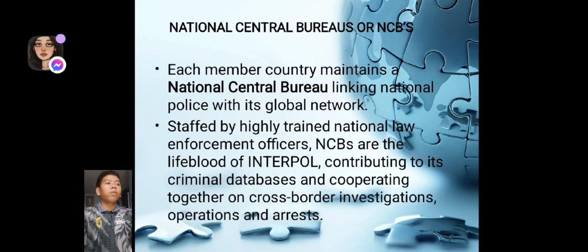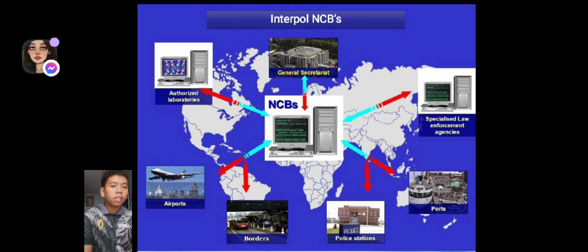The National Central Bureaus, or NCBs. Each member country maintains a National Central Bureau linking national police with its global network, staffed by highly trained national law enforcement officers. The NCBs are the lifeblood of Interpol, contributing to its criminal databases and cooperating together on cross-border investigations, operations, and arrests. And these are the six Interpol notices.